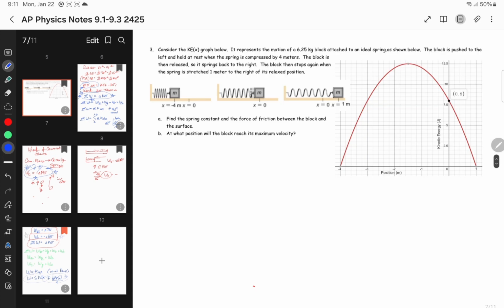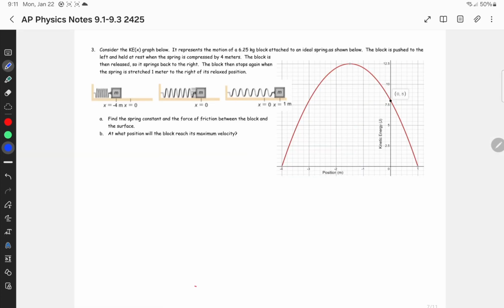Yeah, this guy. All right. So this one's the real deal. So here what we've got is a kinetic energy versus position graph. I guess a quick note here. So I've got a kinetic energy versus position graph.